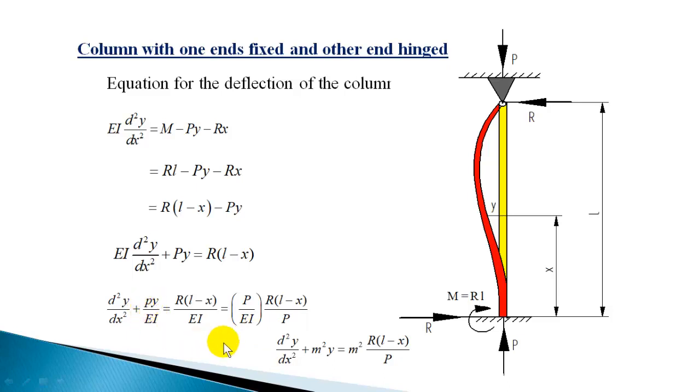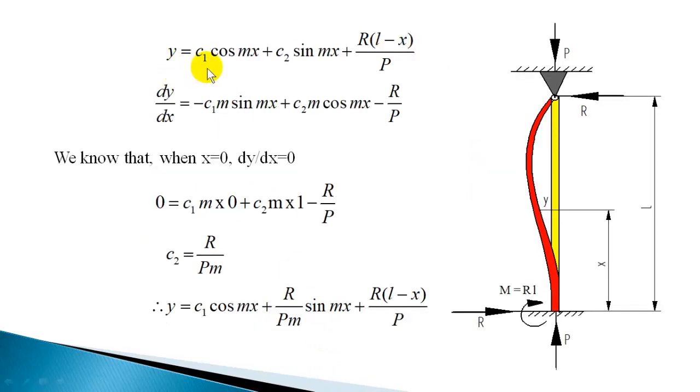If you substitute P by EA as m square, you will get the differential equation as d square y by dx square plus m square y is equal to m square into R into L minus X divided by P. We can write the solution for this differential equation as y is equal to C1 cos mx plus C2 sin mx plus R into L minus X by P. That will be the solution for the differential equation.